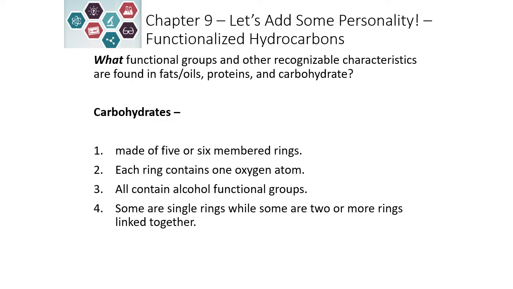Some of our carbohydrates are single rings, while others are 2 or more rings. And the difference between that is that if we have single rings, those tend to be more like sugars, easy to break down. And when we start having multiple rings linked together, then we get into starch and fiber that take more energy for our body to break down. So what do they look like?